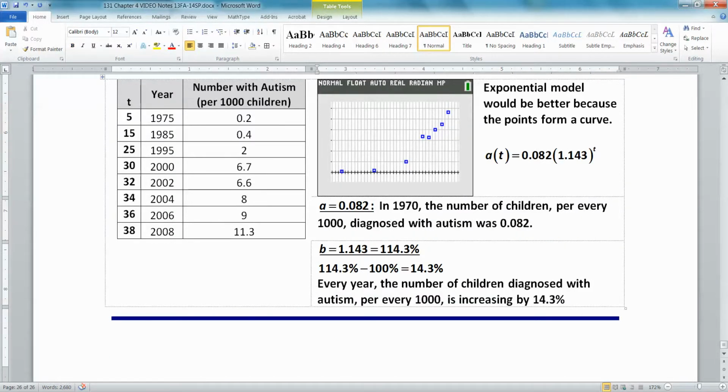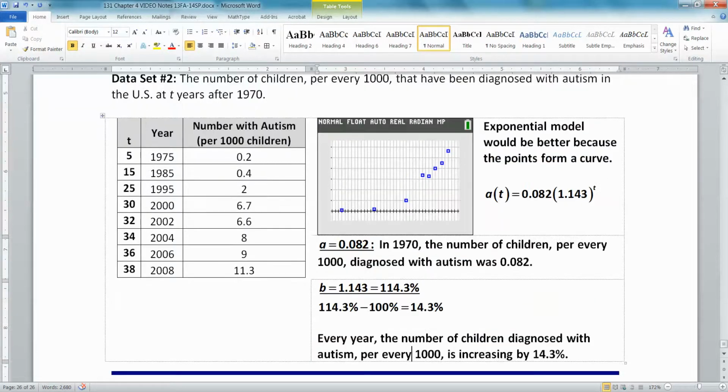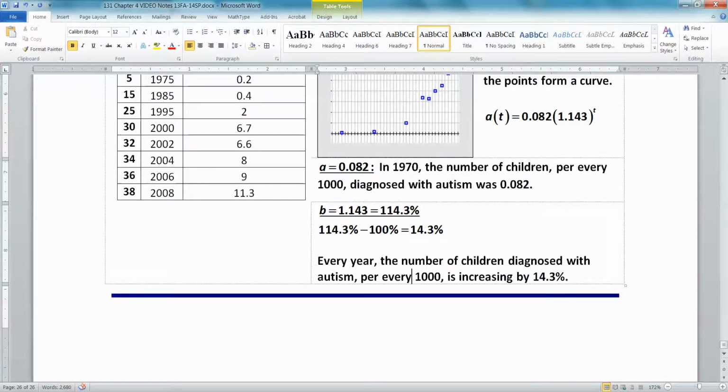You're explaining in English what mathematically is going on, and you have to be precise about your language. You have to talk about every year because that's your independent variable. You have to explain what your full dependent variable is, which is the number of children diagnosed with autism and so on. And then you have to say the amount you're increasing by. So it has to be a full sentence every time. All of these things do.